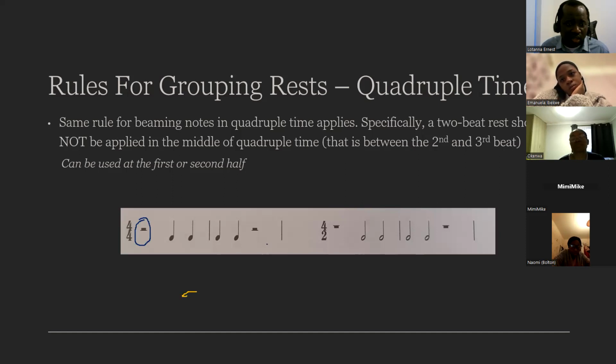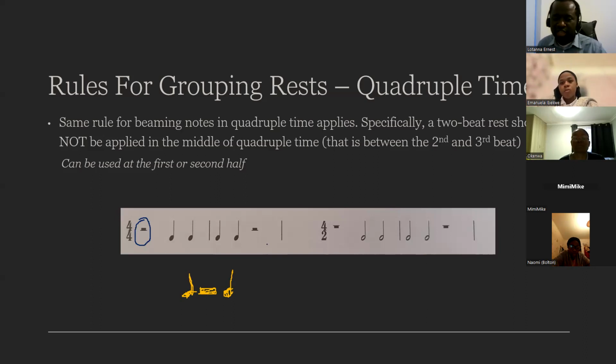So you can't have something like this. So this is a crotchet, and then you now have a 2-beat rest here, and then you now have another crotchet here. You can't have this. Why? Because we can't find the middle again. You have combined both the second and the third.